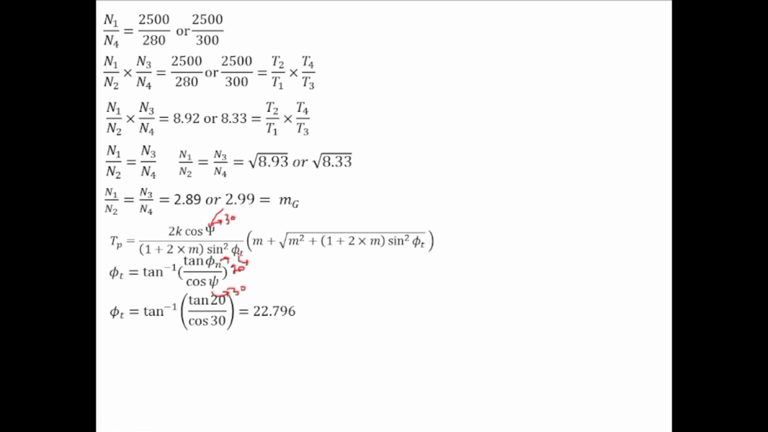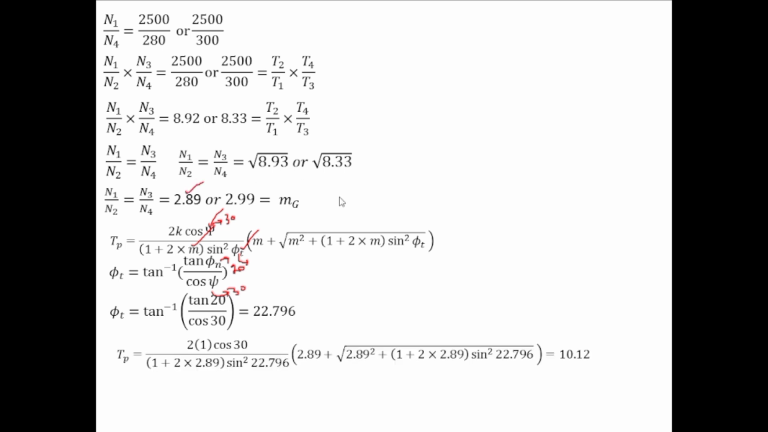So put this one equal to 30 and this one equal to 22.796, and this m, as we previously calculated, is equal to 2.89. So put all these values, it will give you 10.12. So this is the number of teeth on the pinion. As I told you, gear 1 is the pinion gear, so T1 will be equal to 10.12, and as we cannot take half teeth, it will be equal to 11, or you can take it to be equal to 10 as well.